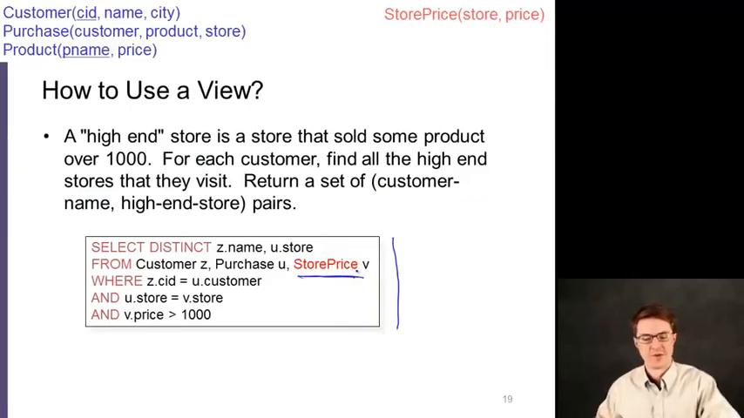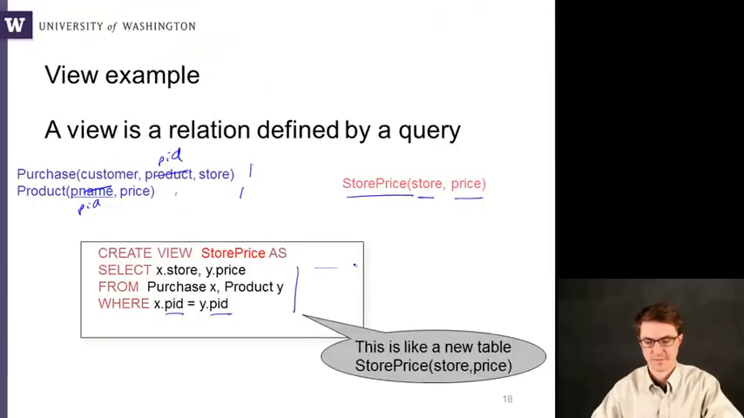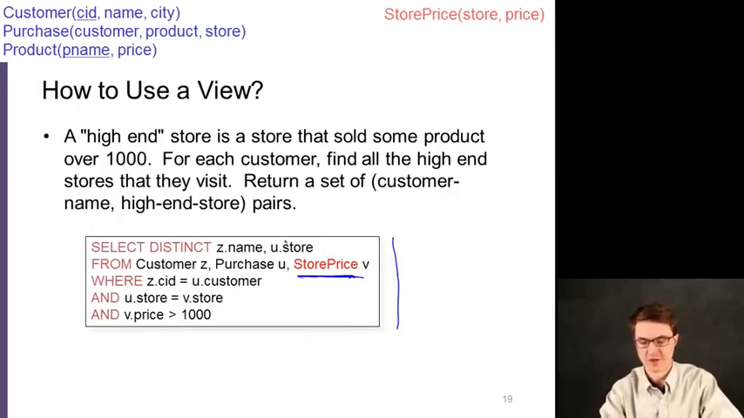All right, so how do we use a view? Well, as I've said, all you have to do is reference the view in a query just like it's a table. So here, if we want to define the notion of a high-end store, we say that's any store that has sold some product over $1,000. For each customer, we may want to find all the high-end stores that they visited. Being able to directly reference the store price relation that we defined in the previous slide, this view, helps simplify this query. You can just write a query that directly accesses that view as if it was a table.